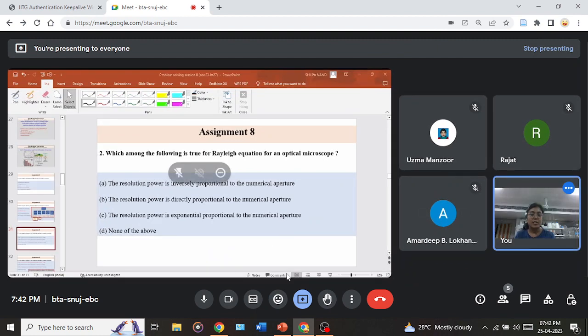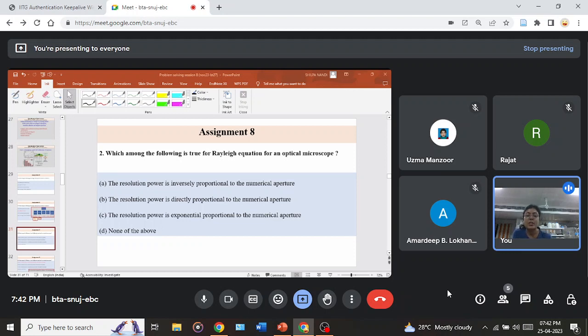Okay. So we'll see the answer to it. The resolution power is inversely proportional to the numerical aperture, is directly proportional to the numerical aperture, or is exponentially proportional to the numerical aperture. Right. So if you recall, what is this Rayleigh equation? The Rayleigh criterion or the Rayleigh equation is given in case of optical microscopy. We follow it, which is given as x is equal to 0.61 lambda by numerical aperture.